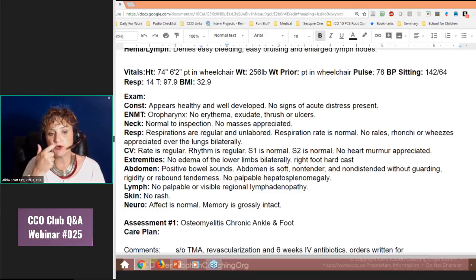No rash, neuro affect is normal, memory is grossly intact, meaning overall intact. So assessment, this is what our diagnosis is going to be: osteomyelitis, chronic, ankle and foot. So we have chronic osteomyelitis, ankle and foot. Very interesting. So what's the plan?